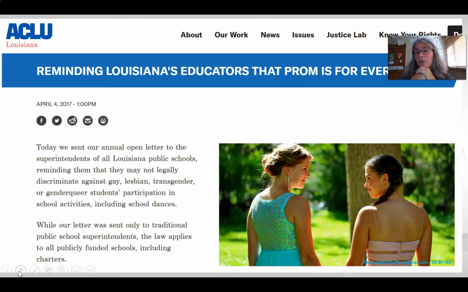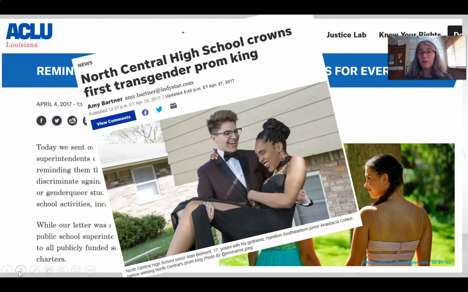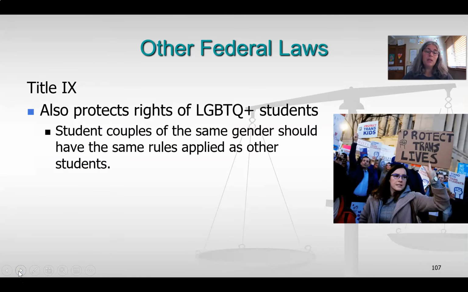Now, what a lot of schools have done since then is they said, okay, no holding hands in schools for anybody. Well, you can do that as long as it's a fair rule and it applies to all couples. Here's another one from Louisiana, where they were reinforcing that prom is for everyone, that any couple can go to prom together and any individual could be voted for prom king or prom queen.